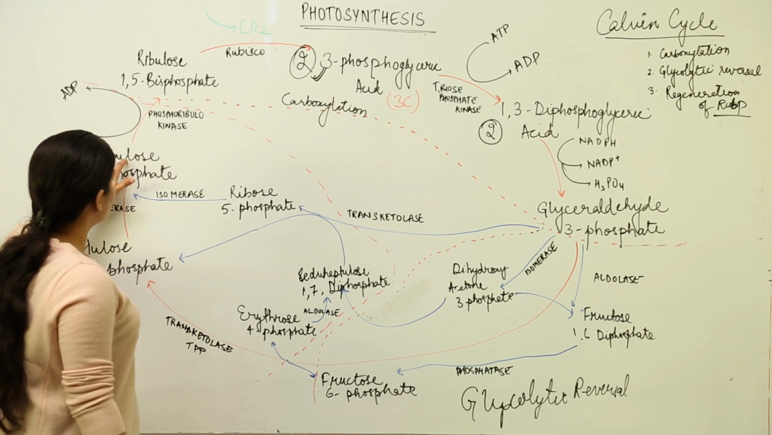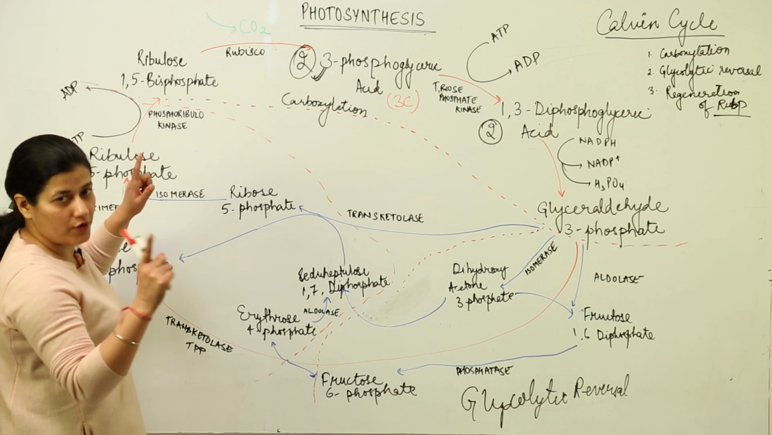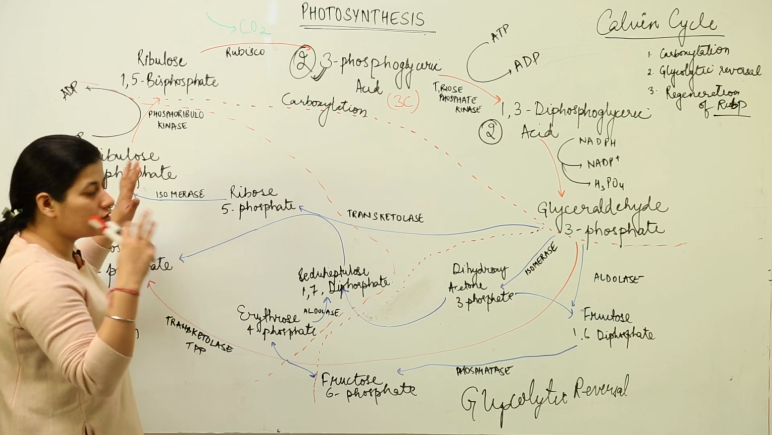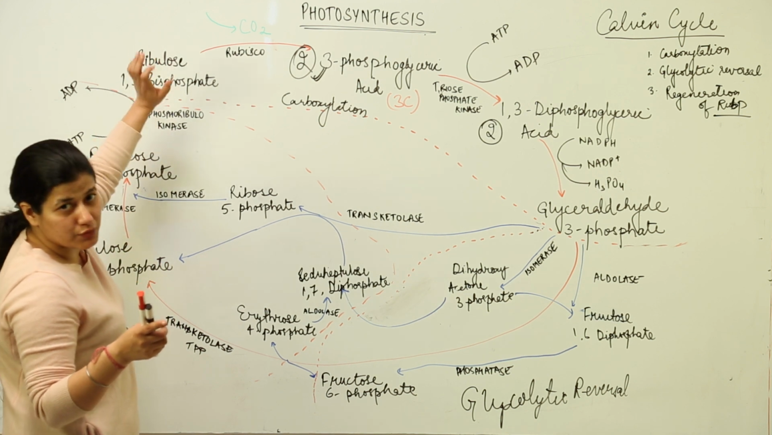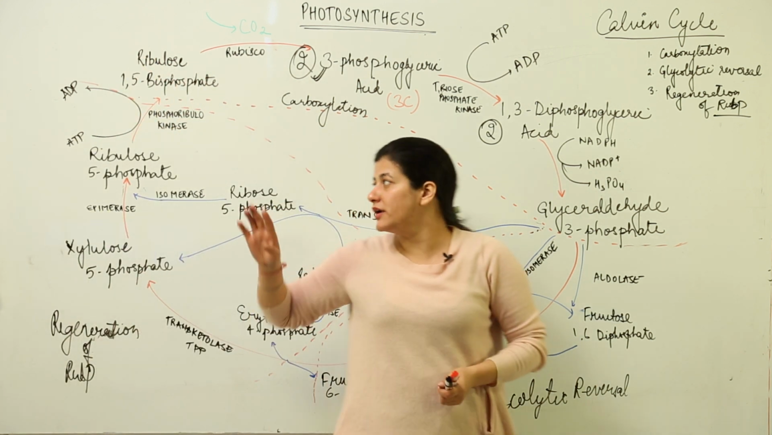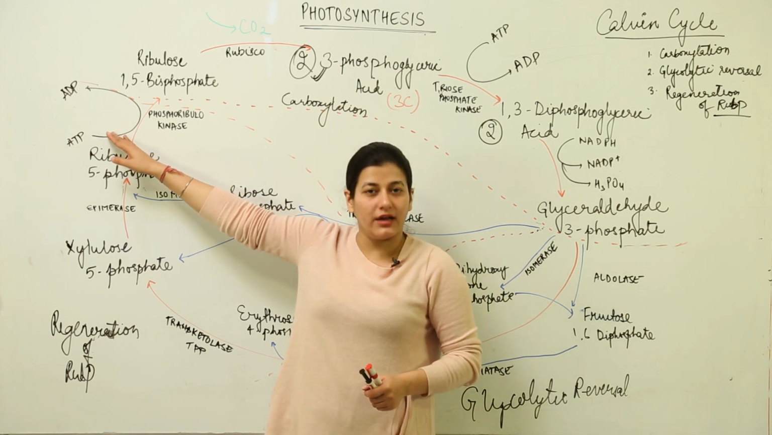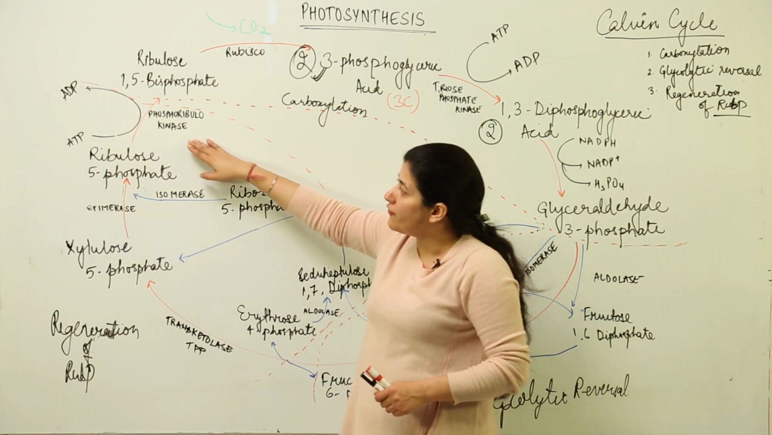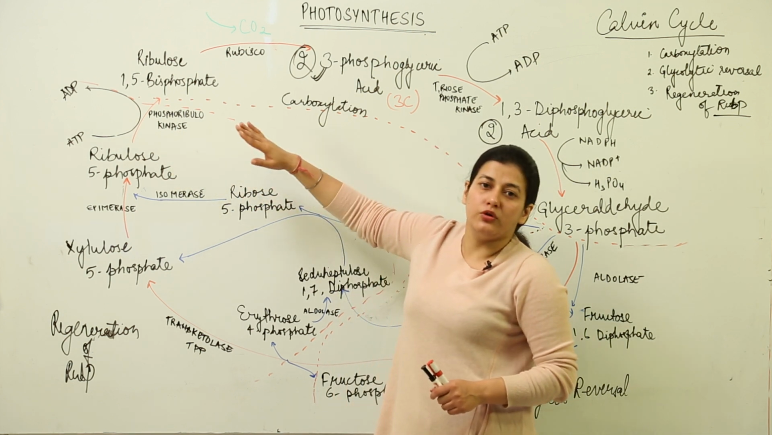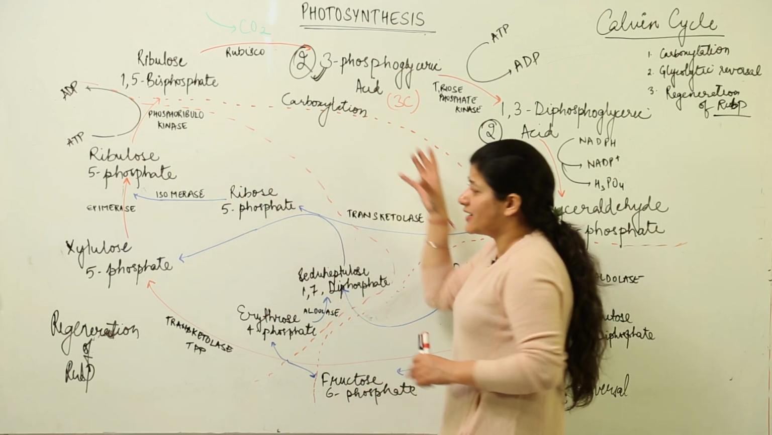Then ribulose 5-phosphate needs one more phosphate in order to form the same compound that was in the beginning, and over here we have usage of another ATP that gets converted to ADP in the presence of enzyme phosphoribokinase. This is the entire step.